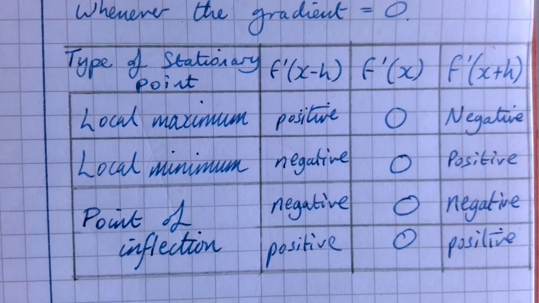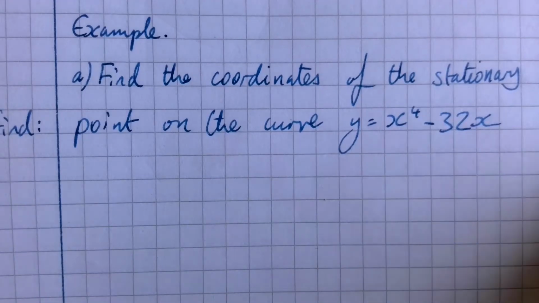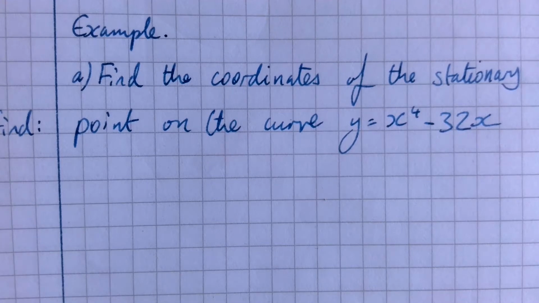Right, okay, so once you've got that copied down, we'll be ready to have a look at our 2 examples for today. Right, the first part of this question, find the coordinates of the stationary point on the curve y equals x to the power 4 minus 32x, is no different to what we've done already. You just need to differentiate. So have a go at, pause the video, have a go at doing that, and then we'll go through it.